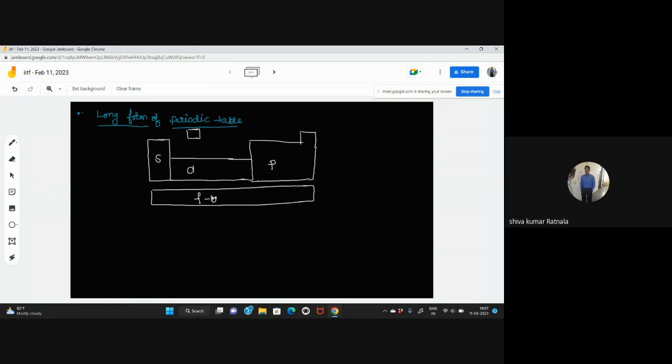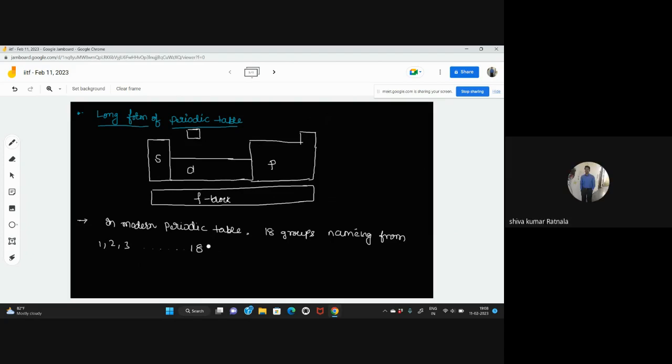That means, in the modern periodic table, how many groups are there? 18 groups are there, yes, sir, 18 groups, named 1, 2, 3, 4, up to 18.